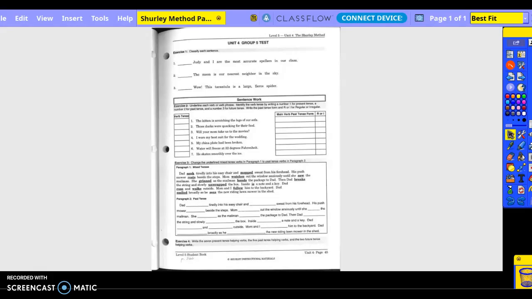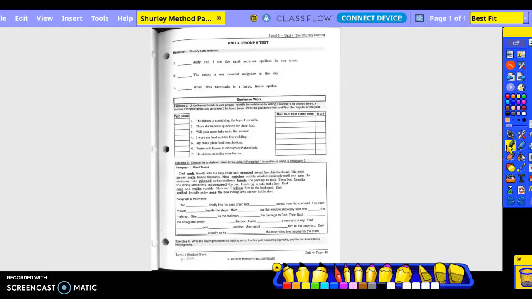in regular or irregular. Okay, the kitten is scratching the legs of the sofa. What is our verb or verb phrase? Is scratching. Is that present, past, or future? Present. So number 1, what is the past tense of scratching? Scratch. Regular or irregular? Regular.